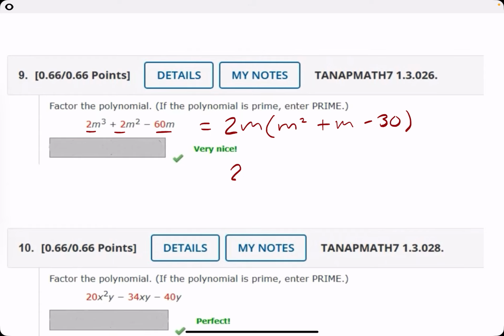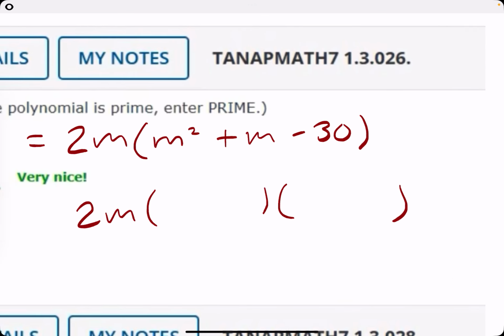Okay, then we can factor that a little bit further. Multiplying to negative 30, but adding to 1. m plus 6, m minus 5. 6 times negative 5 is negative 30, and 6 minus 5 is a 1.